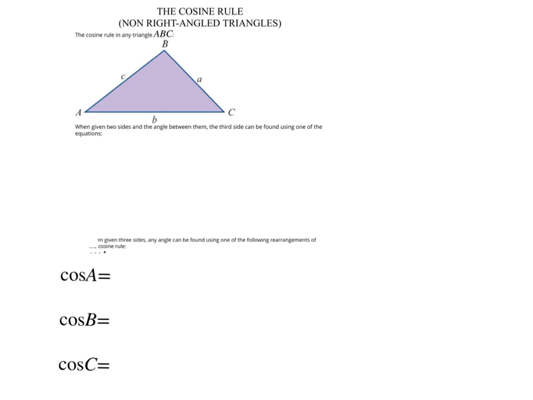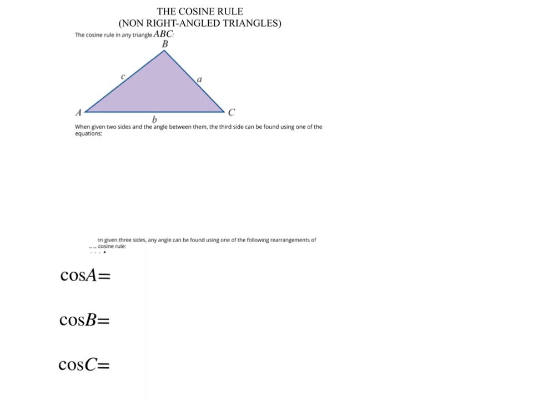So today's lesson, we're looking at the cosine rule. Now the cosine rule is not the cos ratio. Remember, cos theta equals adjacent over hypotenuse. That was for a right-angled triangle. This is for a non-right-angled triangle.